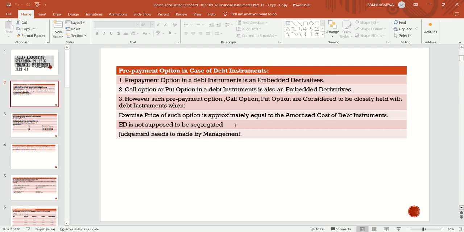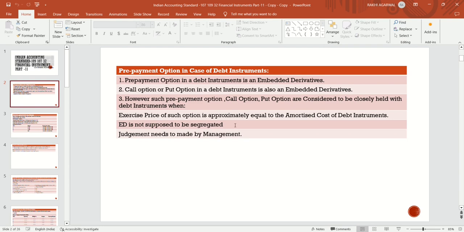Prepayment option. We had discussed various concepts of embedded derivative. Prepayment option is one of the concepts of embedded derivative, in case of a debt instrument. Firstly, we will know what a prepayment option is in case of a debt instrument, in case of a loan. Prepayment means paid in advance. If any loan is paid in advance to the lender, then the lender will charge some penalty for early payment of the loan. So that is the prepayment option.